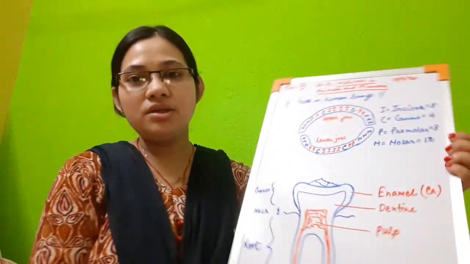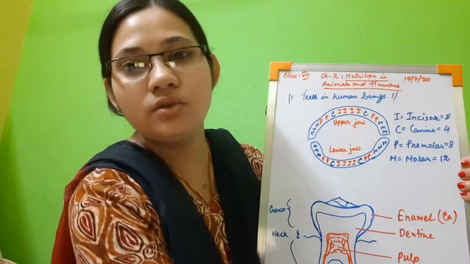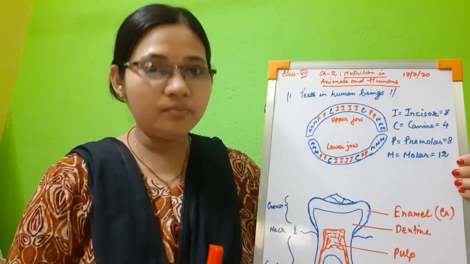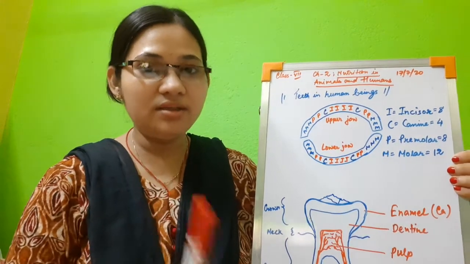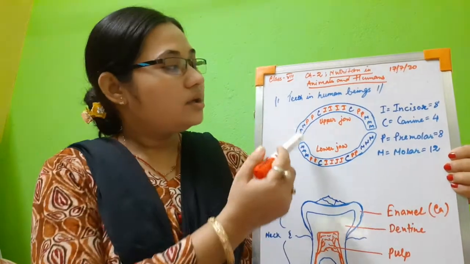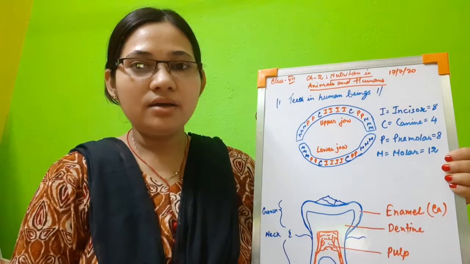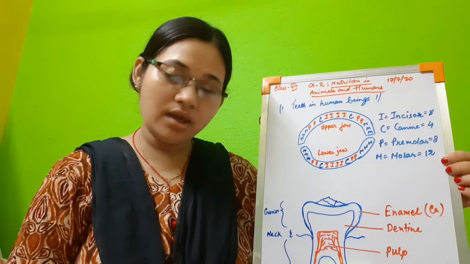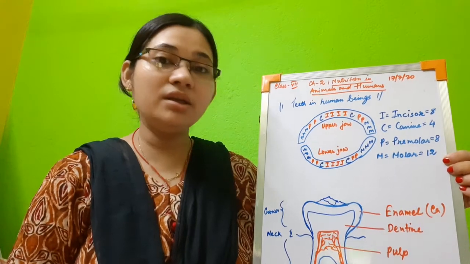Now under human beings, our today's topic is related to tooth. Okay, so tooth means singular, teeth means plural. So one tooth, many teeth. Now teeth in human beings, there are two sets of teeth. One is called the milk teeth. The other set is called permanent teeth.